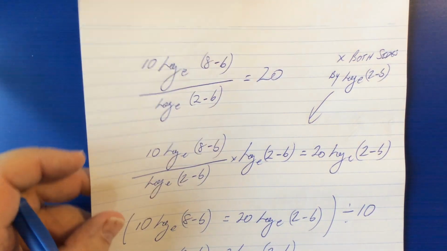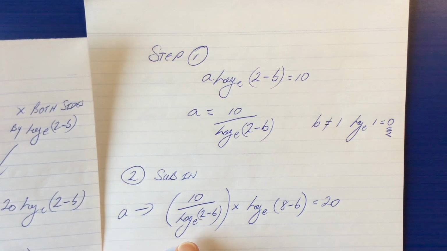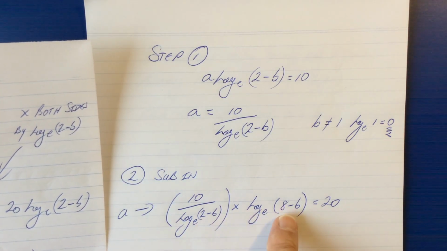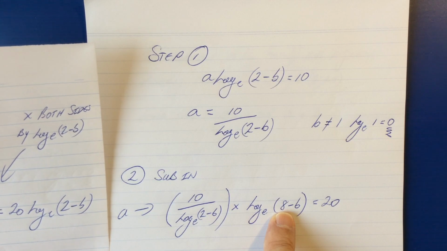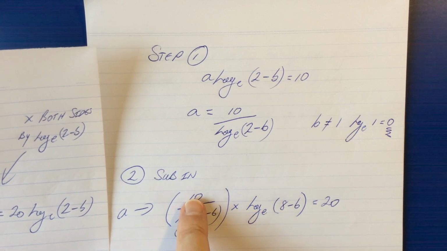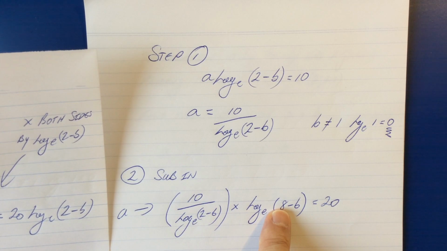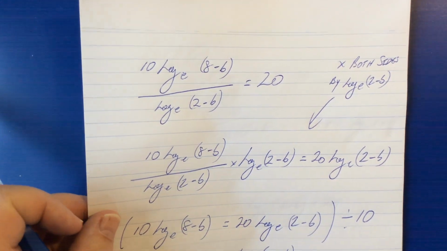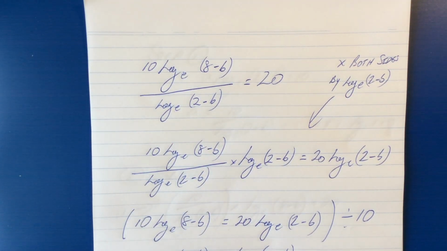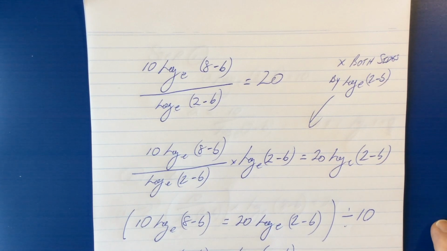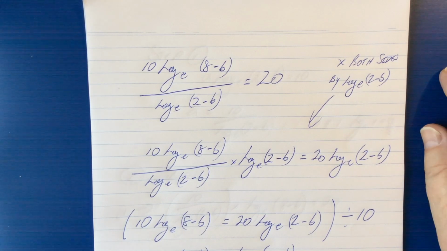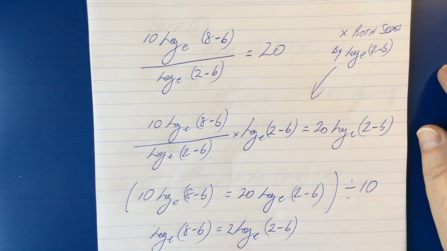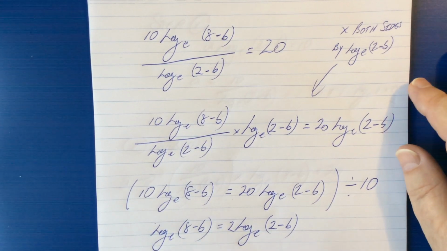Now just look at where I got that from. I just multiplied through here, so 10 log e of 8 minus b divided by log e of 2 minus b, which is what we've got here, equals 20. And then I just work through this in as systematic a way as I possibly can. And this, I'm the first to admit, took some thinking.